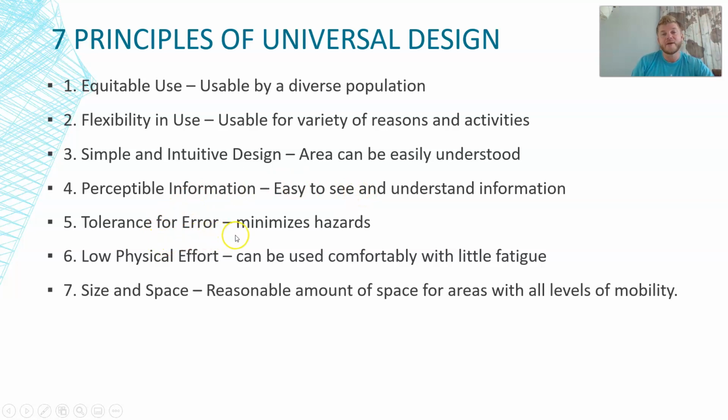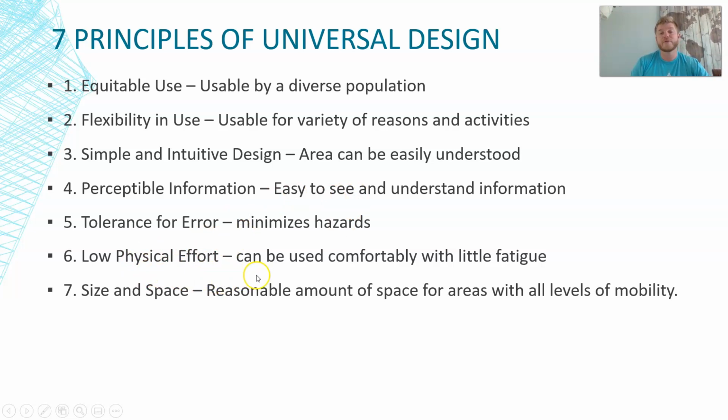Tolerance for error, so just try to minimize your hazards, and that might be those blind corners where people are walking around where you don't want to run into each other. So, either trying to make sure you don't have those blind corners, or ensuring that you have signage or mirrors so people can see if someone's coming around. If there's a step, you can install light strips so they know that their step is there, stuff like that.